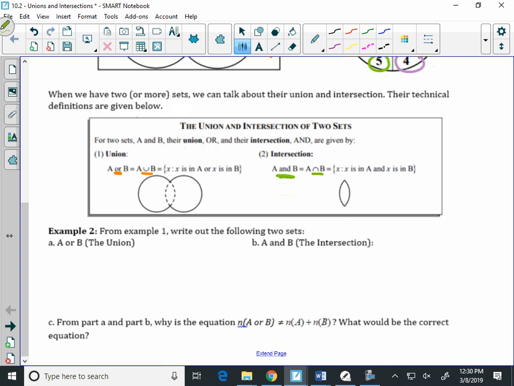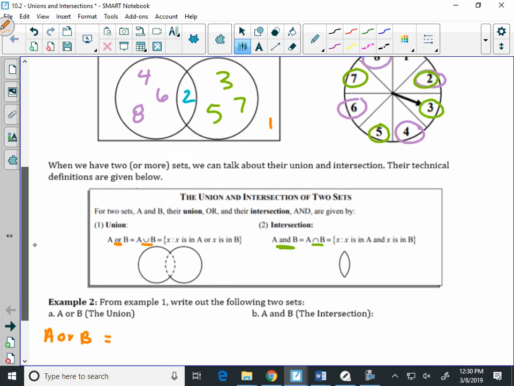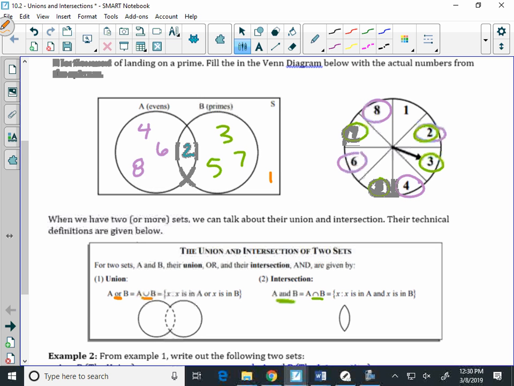So let's take a look at this example. We're going to write out the following two sets. From the first example, we put everything in a Venn diagram. This one we're going to write it out. So we're going to write out all the elements for A or B, the union of the two sets. So A or B, that set is equal to. Essentially what we're doing is combining the two sets together. So we're literally naming every single number that is inside all of those circles. What are all my numbers that are inside those circles?